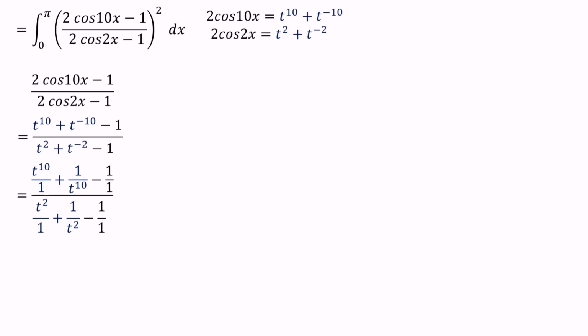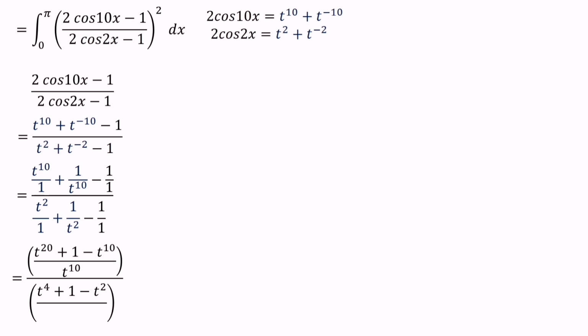Now we can get a common denominator in the numerator. The common denominator of the numerator is t to the power of 10. Then we can write t to the power of 20 plus 1 minus t to the power of 10 over t to the power of 10. Similarly, we get a common denominator in the denominator. The common denominator is t squared. Then we can write t to the power of 4 plus 1 minus t squared over t squared.